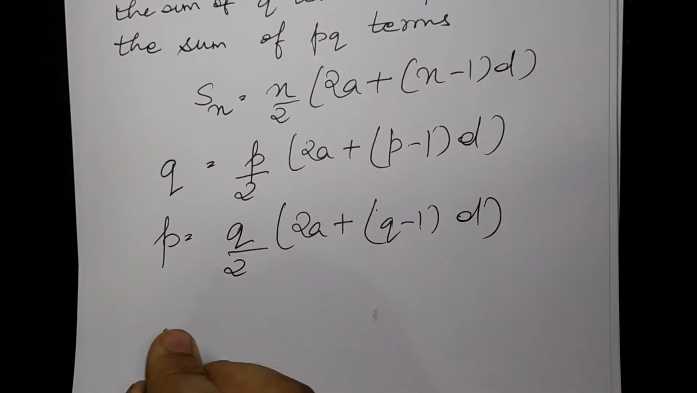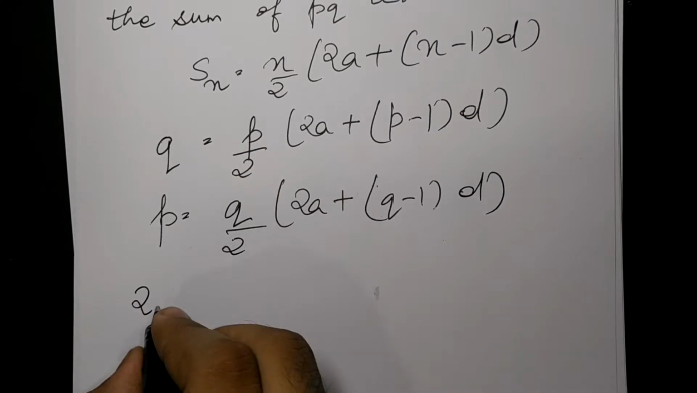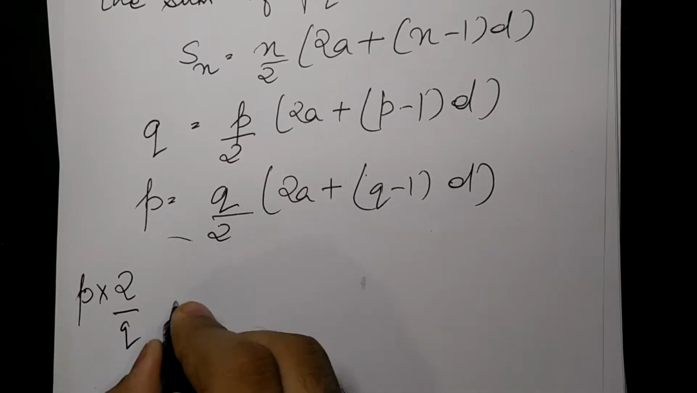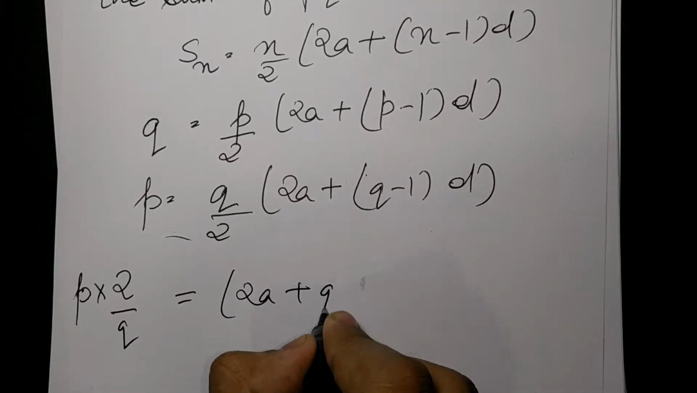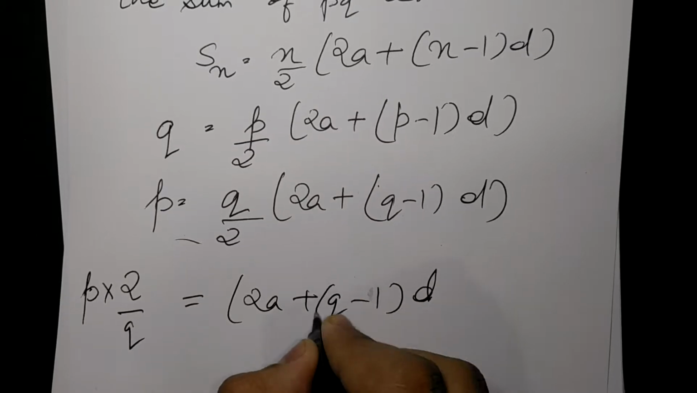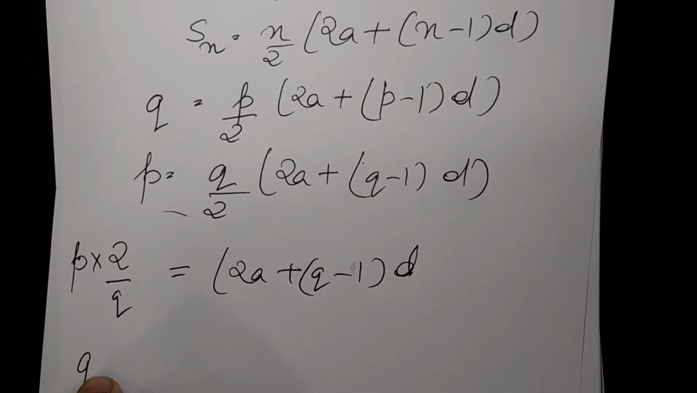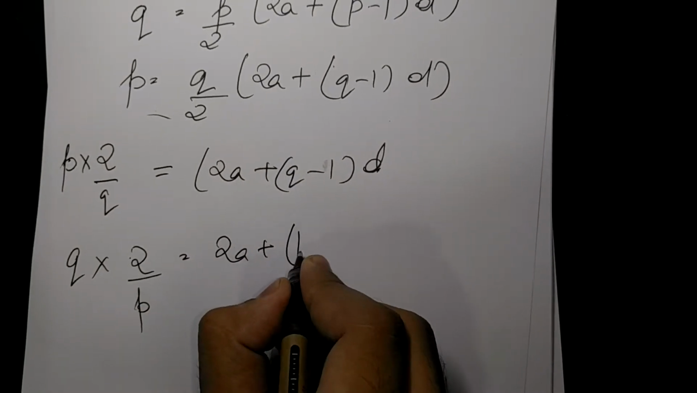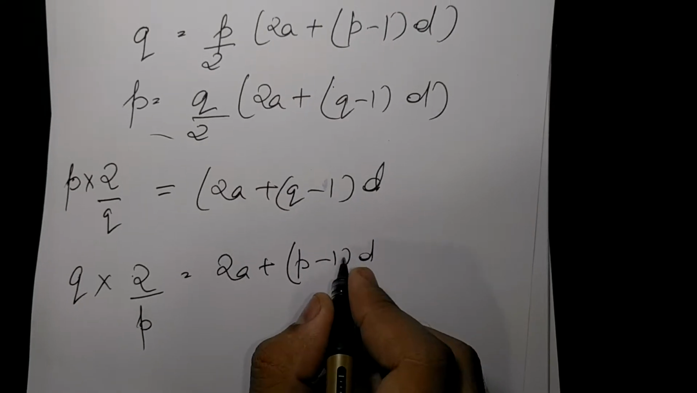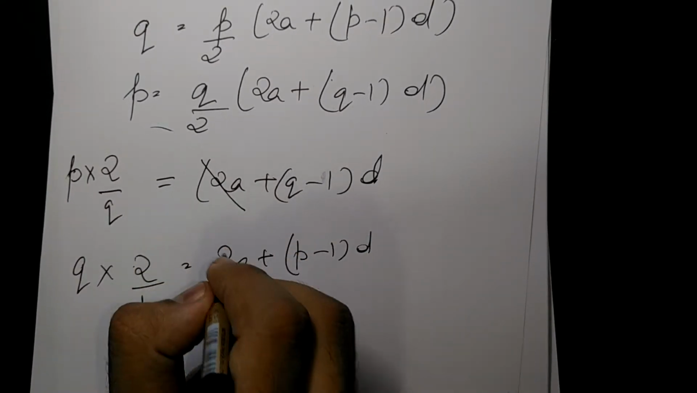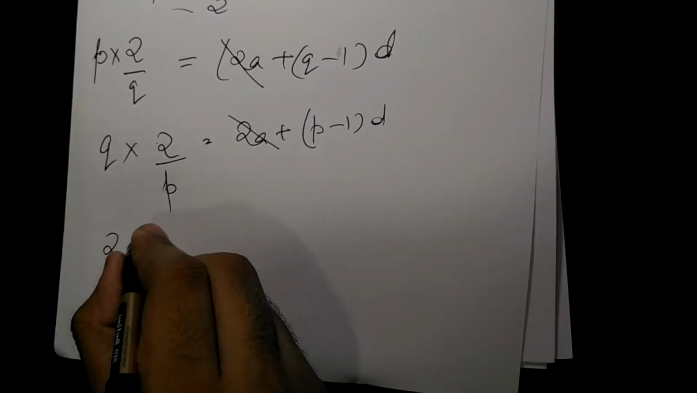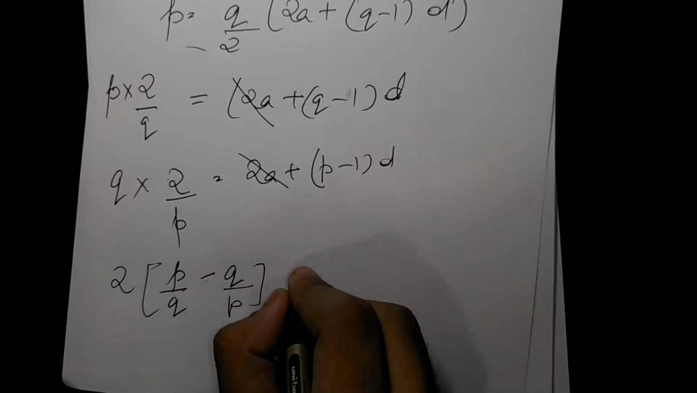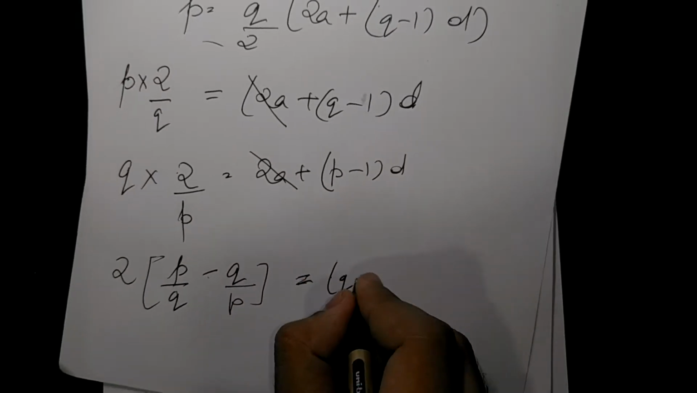Now solving these equations, I am cross multiplying. In the second equation, 2 by q is equal to 2a plus (q minus 1)d, and in the first equation, 2 by p, 2a plus (p minus 1)d. Subtracting both the equations, we get, 2 common, p by q minus q by p is equal to (q minus p)d.